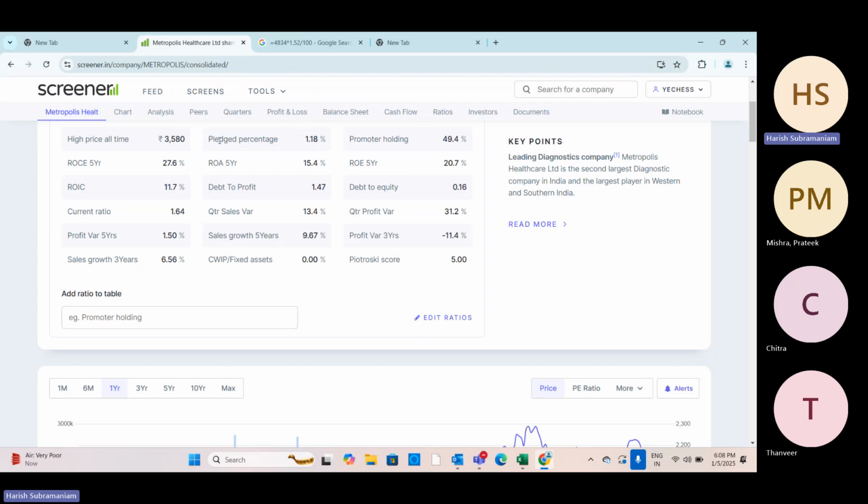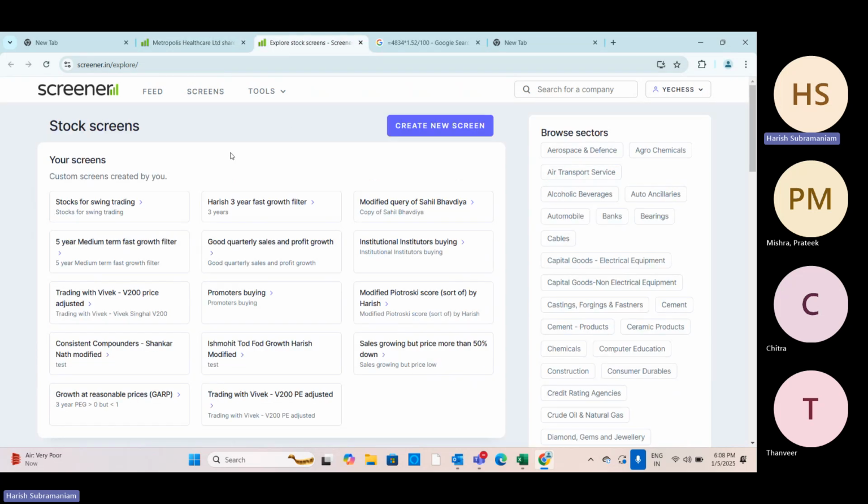So typically, sometimes promoters may pledge a significant percentage of their stock, right? This is the pledged percentage. It is something we generally need to be cautious about, because if they have staked a huge percentage of their shares, and tomorrow the business is not doing well, right?